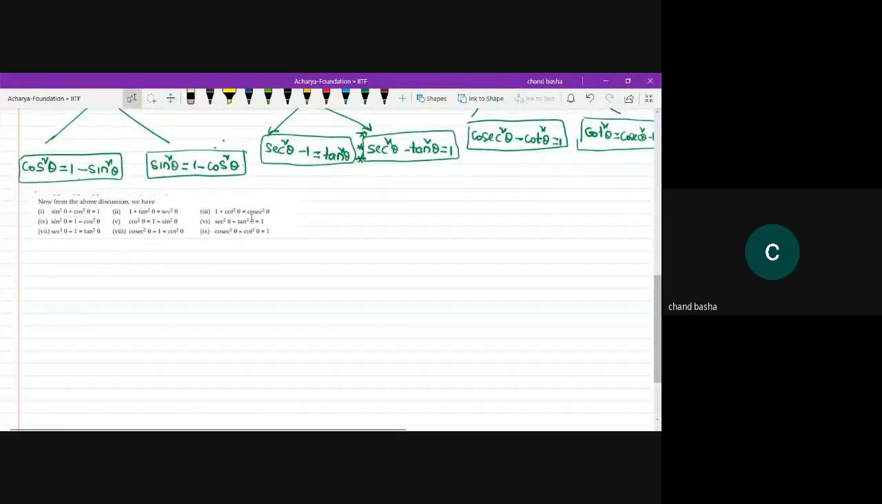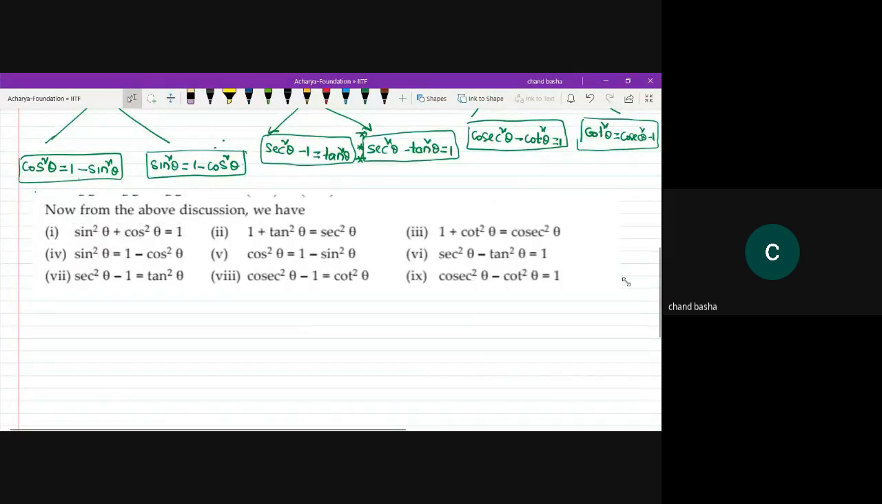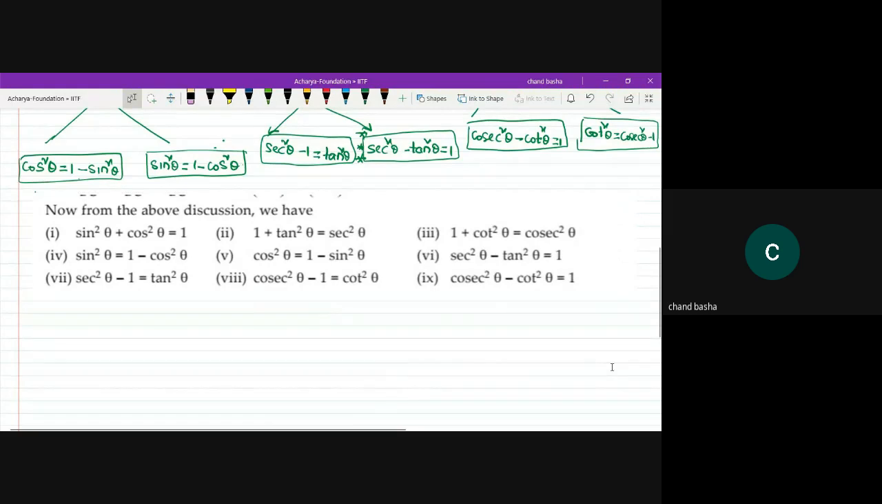What we proved: the first 3 are related to sine and cos, sine square, cos square. These 3 are related. And then tan and secant are related to each other. And then the last ones, that is cot and cosecant, are the rest of the 3.